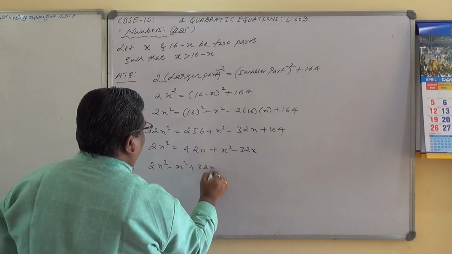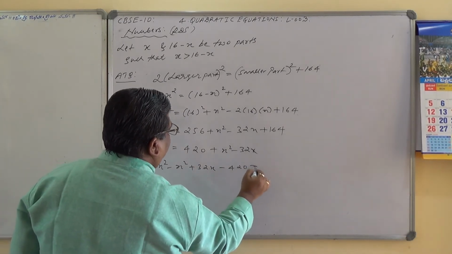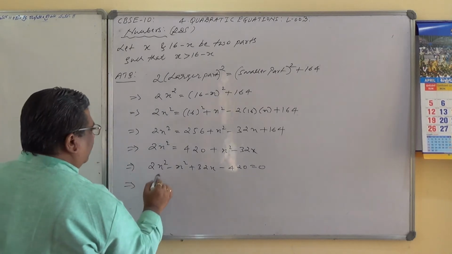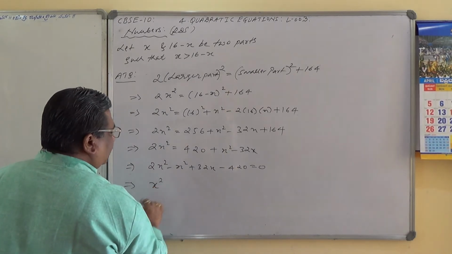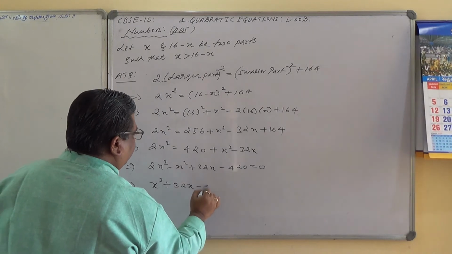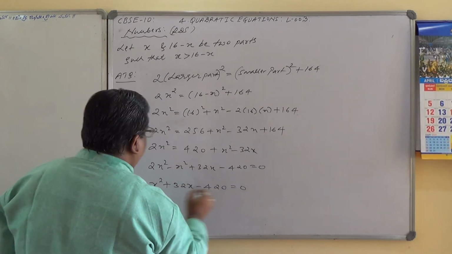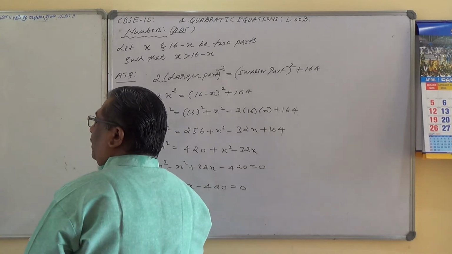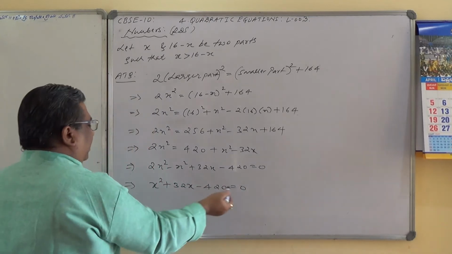Bring everything this side: 2x square minus x square plus 32x minus 420 equals 0. Let me check this one. x square plus 32x minus 420 equals 0.